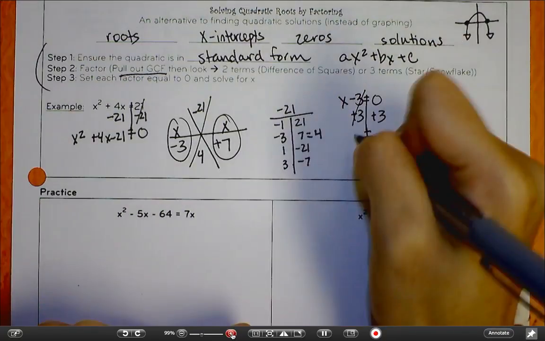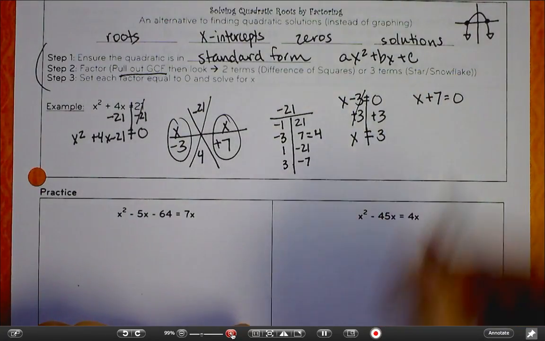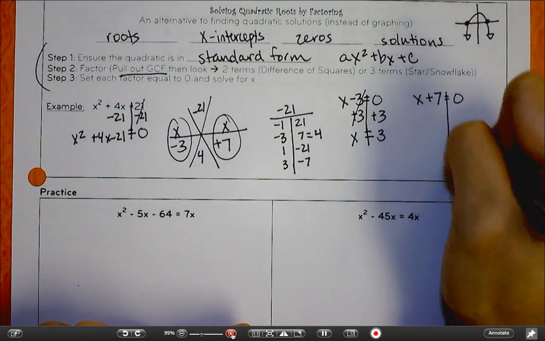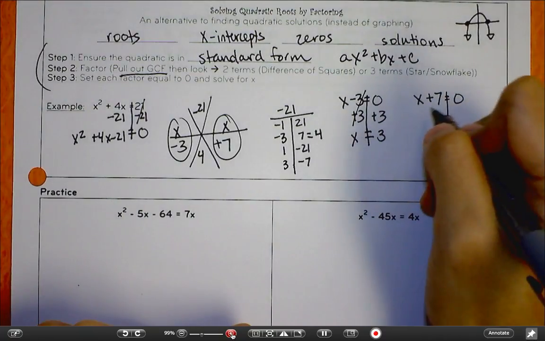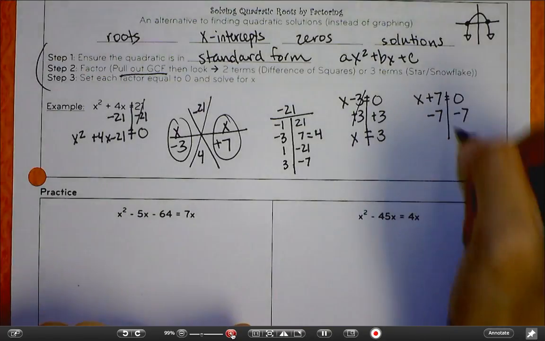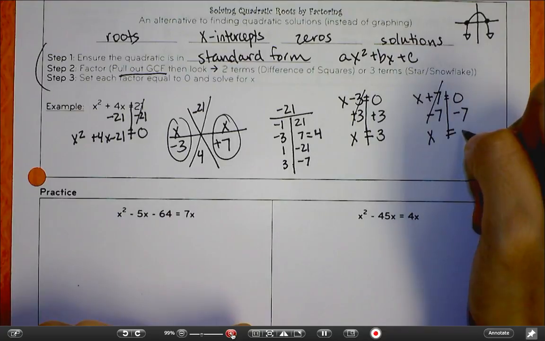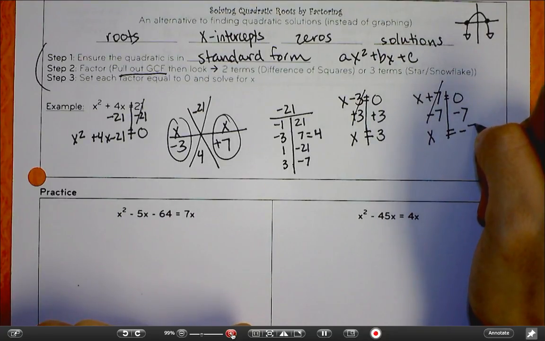This cancels out. I have x. 0 plus 3 gives me 3. Over here, draw my line. The inverse of adding 7 would be to subtract 7 from both sides. I'm going to cancel this out. X equals negative 7.